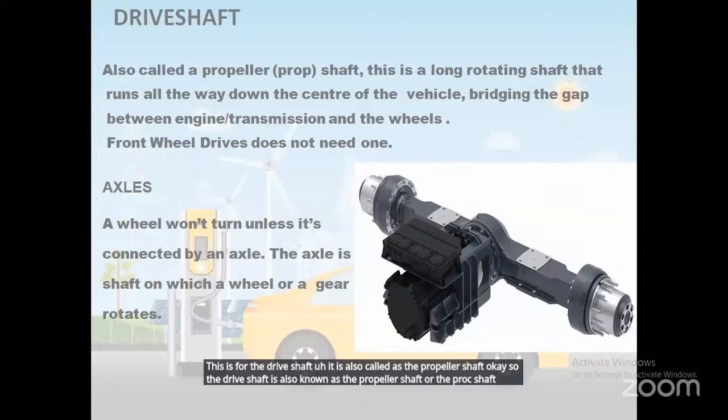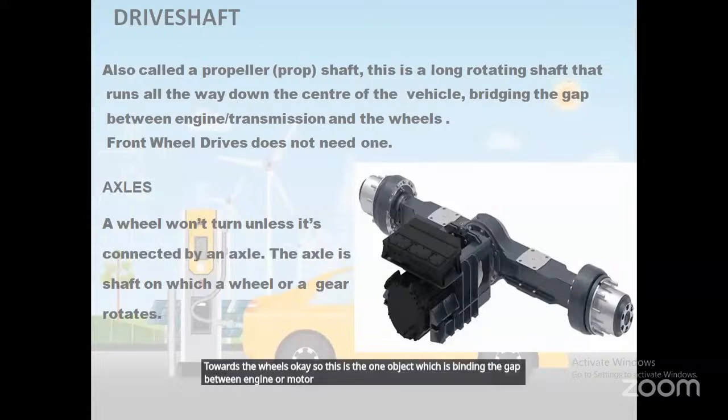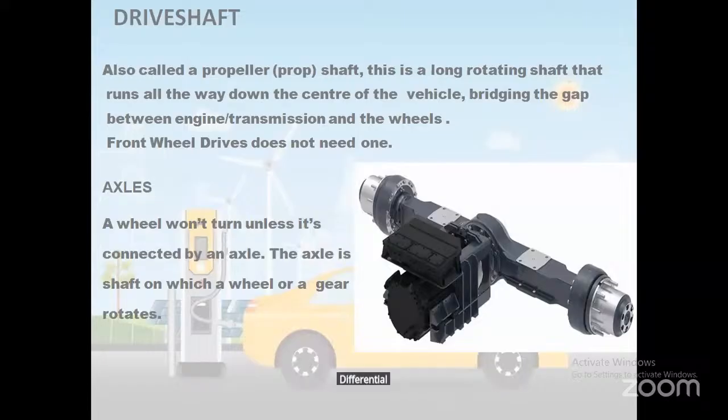This is the long rotating shaft that runs all the way down towards the center of the vehicle. And this is the one object which is binding the gap between the engine or motor and the wheels. So this drive shaft is also known as the propeller shaft. So this is about your drive shaft. Now, from the drive shaft, the energy is given towards the differential.